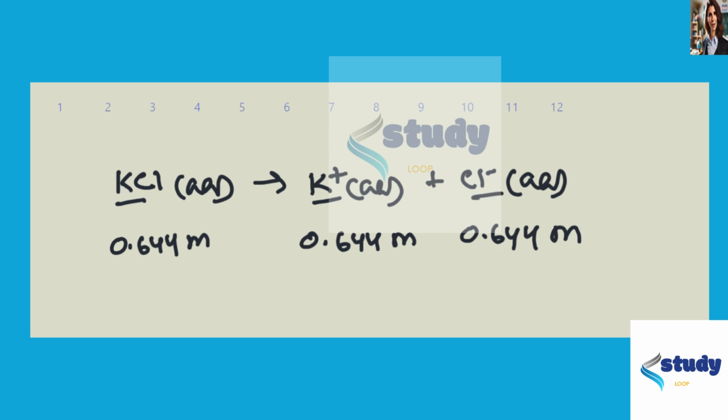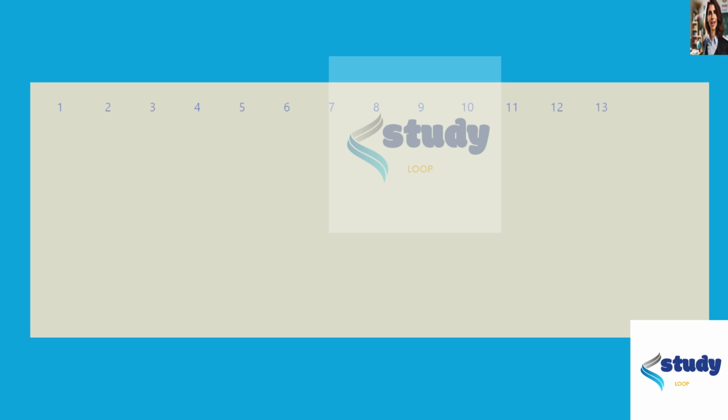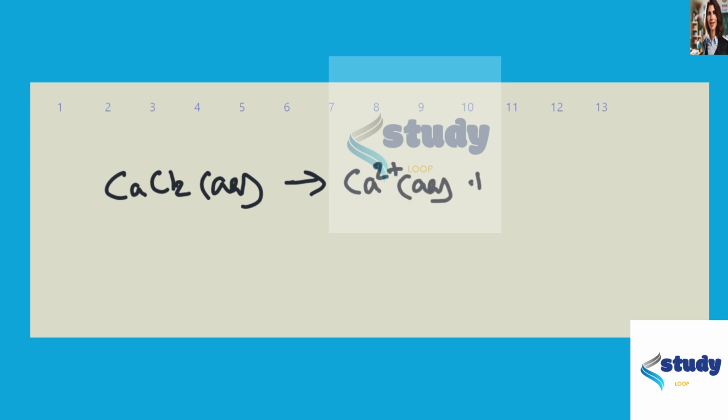Now we have to find out the concentration of the ions in CaCl2. So since we are not adding any other volume here, that means the CaCl2 concentration will remain same. So we just have to find out how CaCl2 will be dissociated. So CaCl2 will be dissociated to give us Ca2 plus and 2 Cl minus.